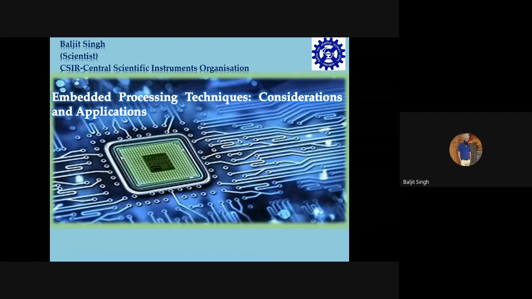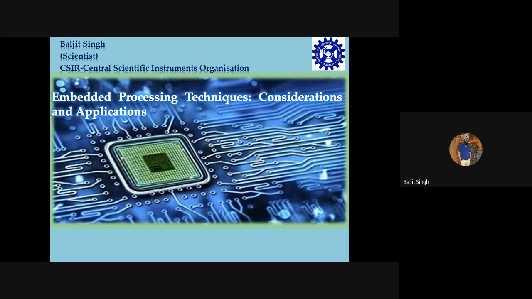processing techniques and, more importantly, we need to decide what kind of embedded hardware and software we want to use for our specified problems, to make some project or to solve our given problem from any industry or any other application. What are the considerations to use various different embedded processing techniques, both software and hardware?